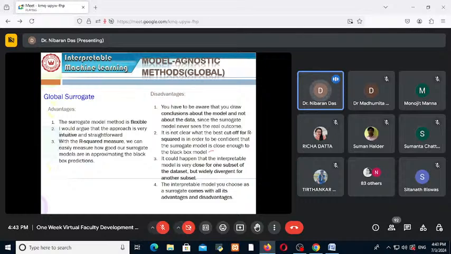It could happen that the interpretable model is very close for one subset of the dataset, but widely divergent for another subset. So the interpretable model you choose as a surrogate comes with all its advantages and disadvantages.